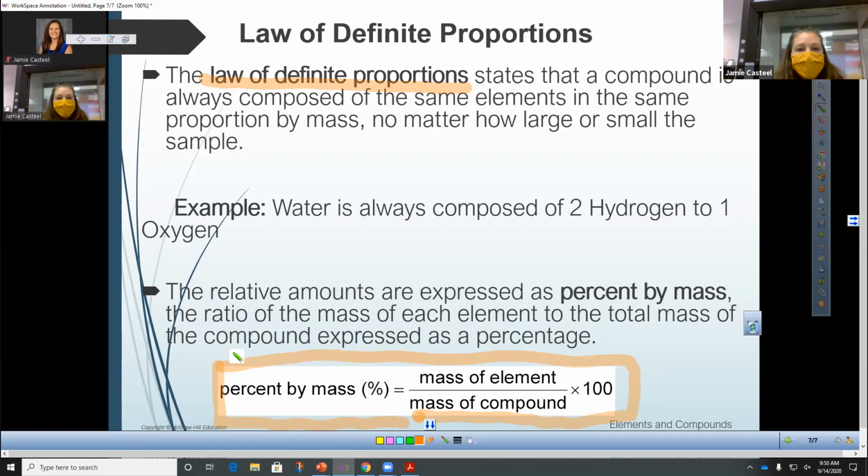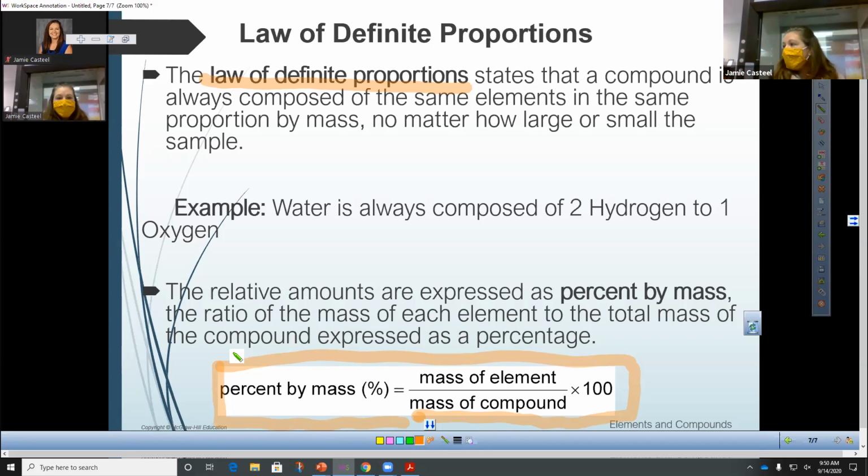So let's chat. Law of definite proportions says that a compound is always composed of the same elements in the same proportion by mass, no matter how large or small the sample. Now, when we're talking about percent by mass, this is constant, okay? This is how I determine if two different compounds have the same elements or not.